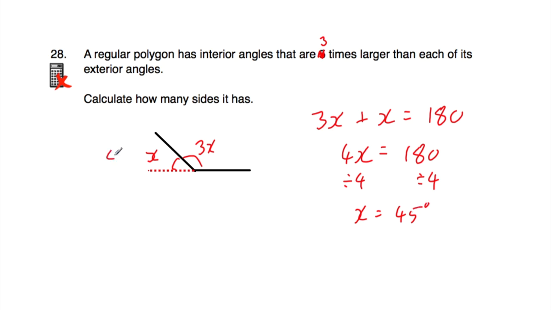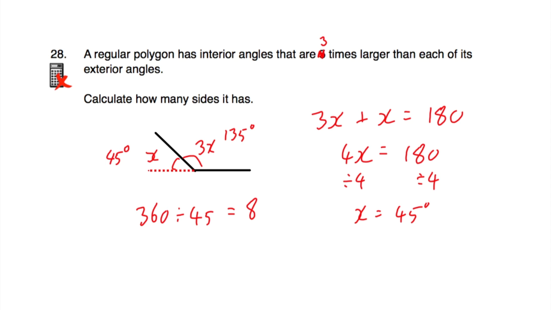So that means that x is 45 degrees, and 3 times x, 3 times 45 would be 135 degrees. And that means that we've got our interior angle of 135 degrees. You might recognize that from an octagon. And we've got our exterior angle, which is 45 degrees. And we've been asked to calculate how many sides it has. So we could do 360 divided by 45, the size of each exterior angle. Because remember, all the exterior angles will add together to be 360 degrees. And 360 divided by 45 is 8. So that means there's 8 exterior angles, which means there's 8 sides.